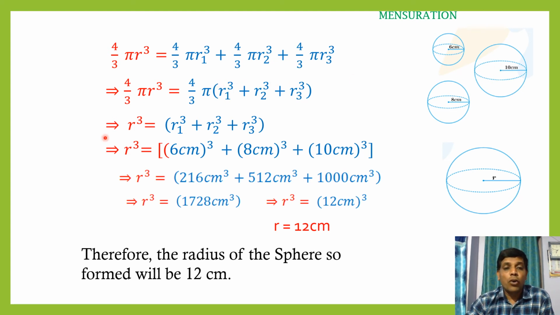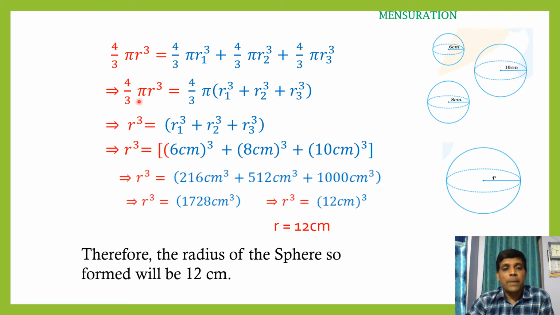Next step, 4/3 π R³ equals 4/3 π R1³ plus 4/3 π R2³ plus 4/3 π R3³. So what is the common factor here? 4/3 π is the common factor. After that, what is the remaining? R1³ plus R2³ plus R3³.